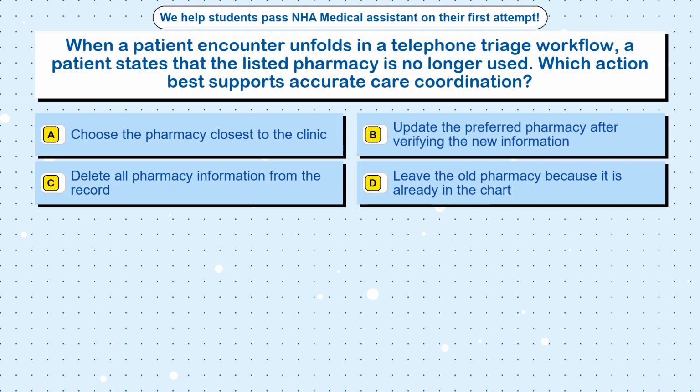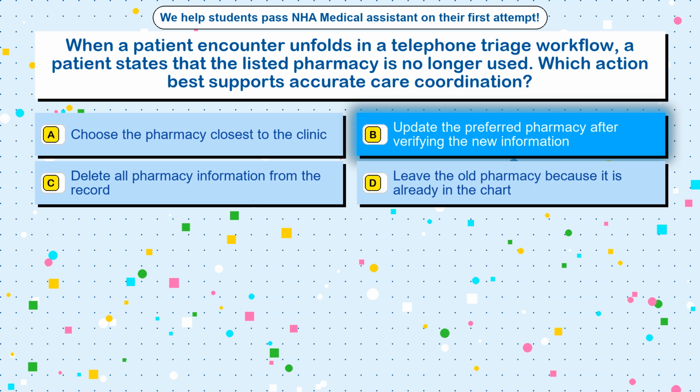Question 17. When a patient encounter unfolds in a telephone triage workflow, a patient states that the listed pharmacy is no longer used. Which action best supports accurate care coordination? Option A, choose the pharmacy closest to the clinic. Option B, update the preferred pharmacy after verifying the new information. Option C, delete all pharmacy information from the record. Option D, leave the old pharmacy because it is already in the chart.